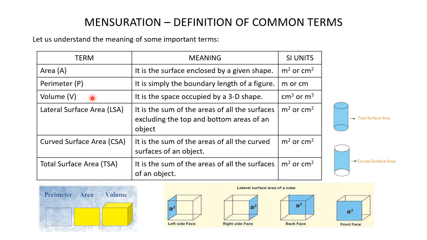Volume. Volume is the space occupied by a 3D shape. The SI units of volume are centimeters cubed or meter cubed. Now, as you can see here in this diagram, this is a cuboid, which is a 3D shape because there are three dimensions here: the length, the breadth, and the height. Now, the space occupied by this cuboid, which is represented here in yellow color, is the volume. Here, volume is indicated in yellow color.